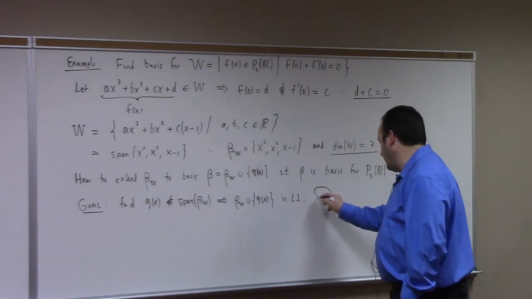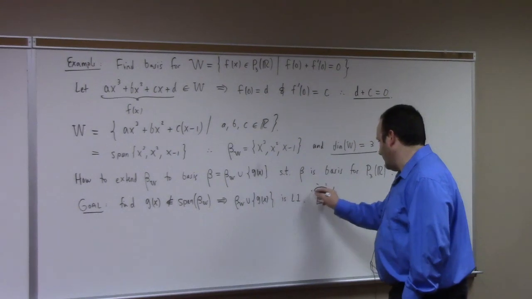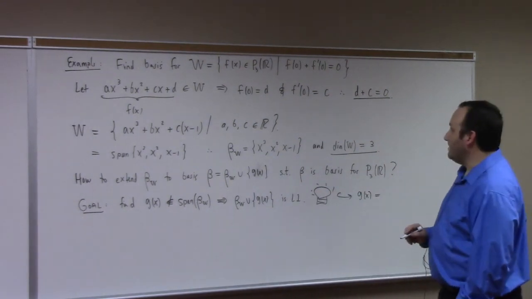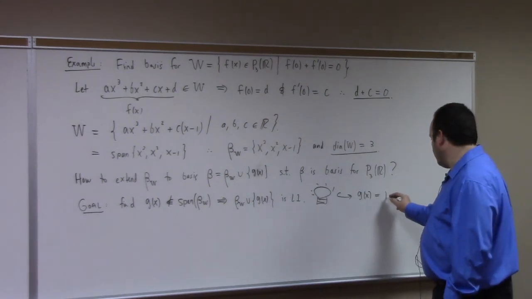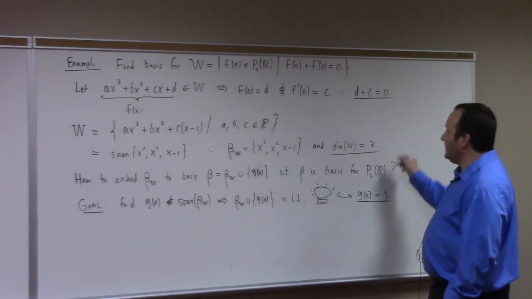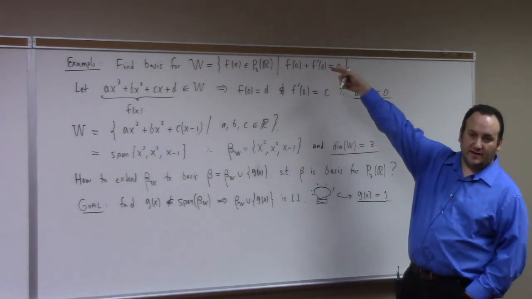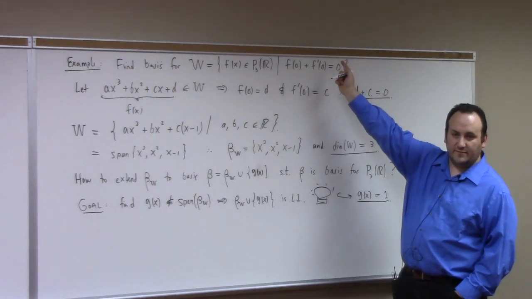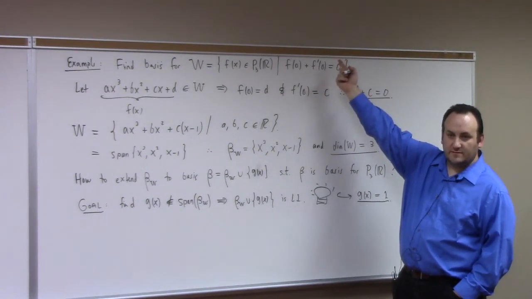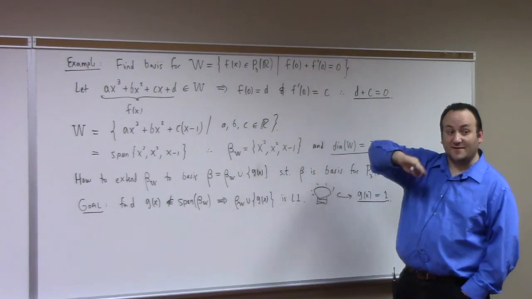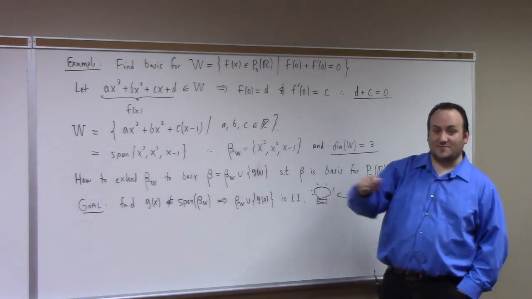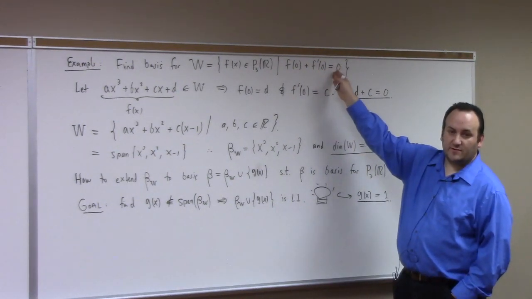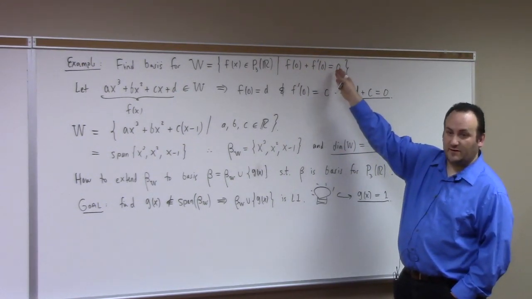So we used thinking. It says g of x equal to what? You said 1? I think that'll do it, because if we go back to the original condition, the constant function 1, its derivative is 0, right? But what's the constant function 1 evaluated at 0? The constant function 1 evaluated anywhere is 1. So this becomes 1 plus 0 equal to 0, which is not true, which means the constant function 1 is not in this subspace.